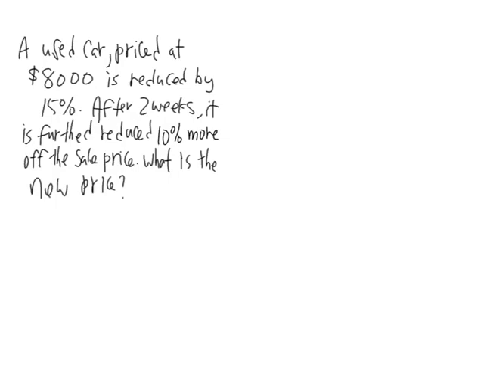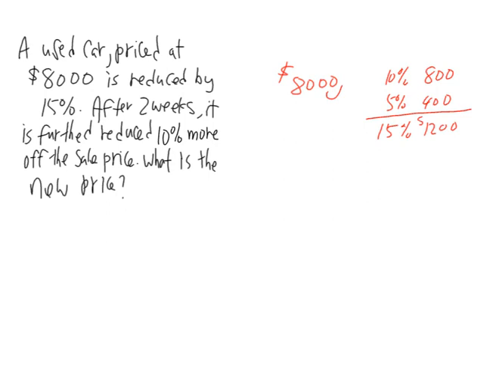Alrighty then. A used car priced at $8,000 is reduced by 15%. After 2 weeks, it is further reduced 10% more off the sale price. What is the new price? Let's do this mentally. So $8,000. If it's a 15% reduction, what is a 10% reduction? Well, a 10% reduction would be $800. A 5% reduction is half of 10%, so that would be $400. Therefore, a 15% reduction would be $1,200 off the asking price. So if I take my $8,000 and I subtract $1,200, I'm going to get $6,800 as my first discount.